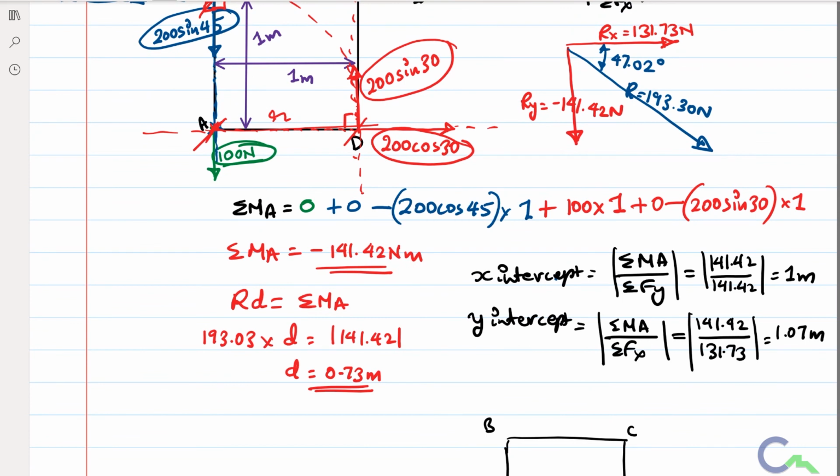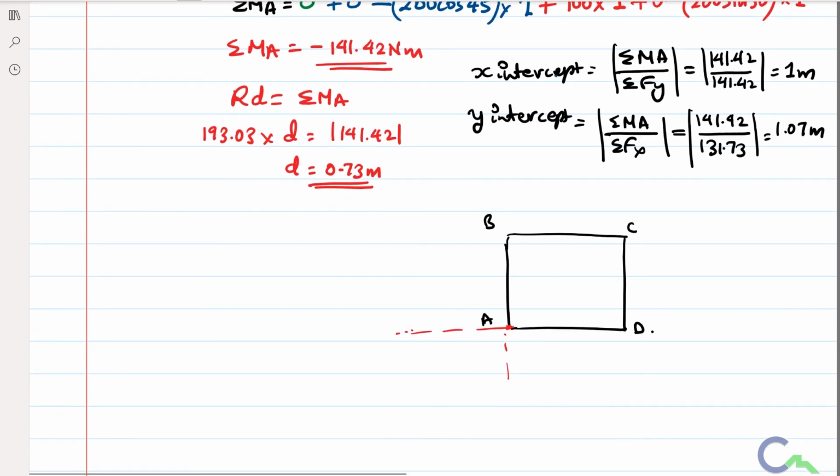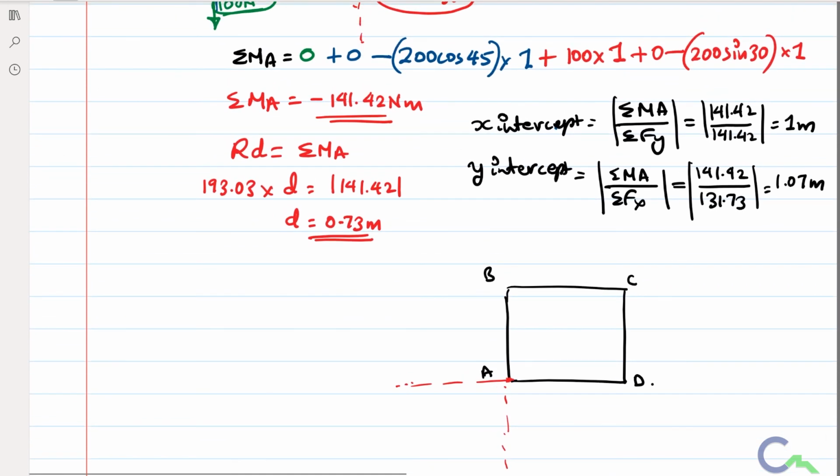So I know the coordinates of our resultant. It should act like this only. So first I will do trial and error. For the x-intercept in the x direction, I will take A as origin. Now for me this is my origin. So x-intercept 1 meter I will take like this. Y-intercept I am going to take like this, just here it is 1 meter, it is more than 1 meter in y direction. I will consider this point.